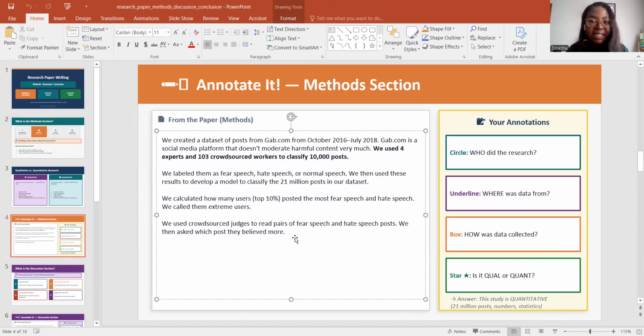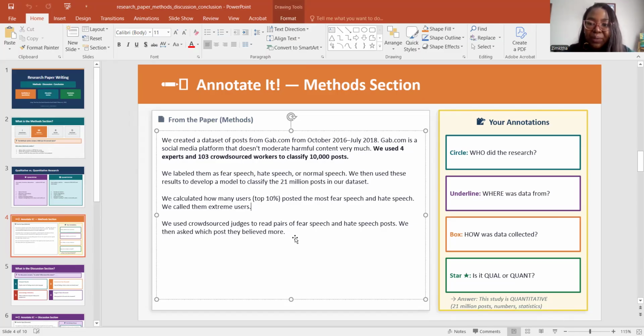you can easily see what type of methods this researcher used. It's clear, quantitative, because they're looking at 10,000 posts, 21 million posts, calculating the top 10%. All of that information is not something you can sit and do by hand. It is mass data collection. Therefore, it is quantitative, okay?